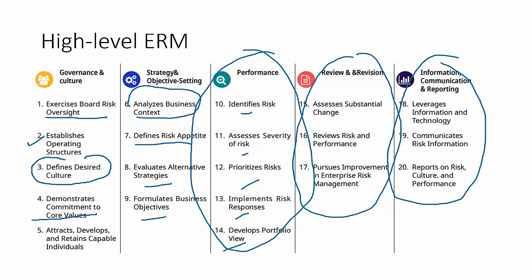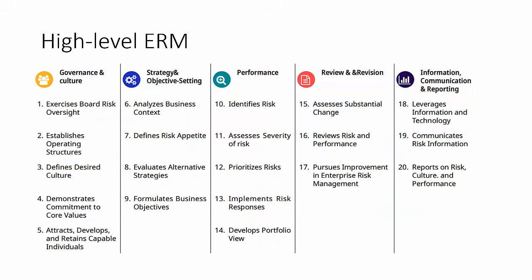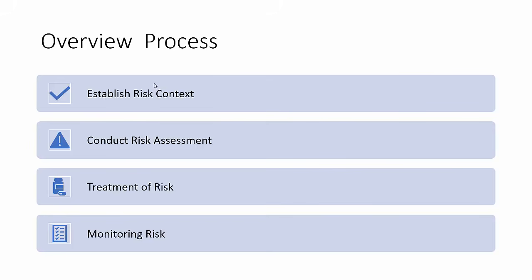So this is just a high-level view of how ERM works, but don't worry, we're going to discuss each and everything in a more practical way. By the end of the day, overall, risk management or enterprise risk management is divided into 4 activities only. First is establish the risk context. Second is conduct the risk assessment, which is operational. Third is treatment of the risk. And finally, we have monitoring risk.